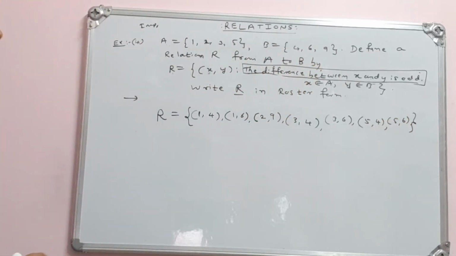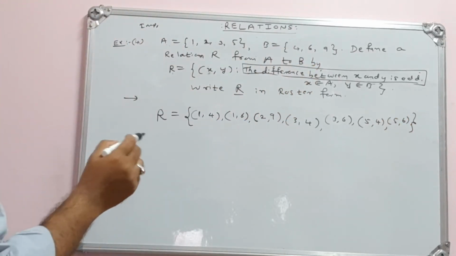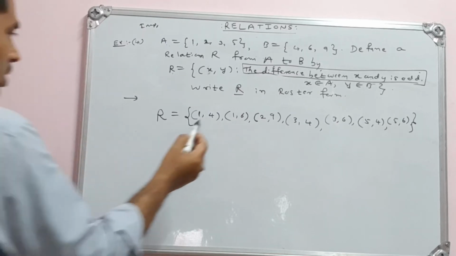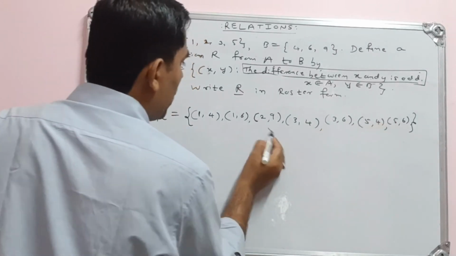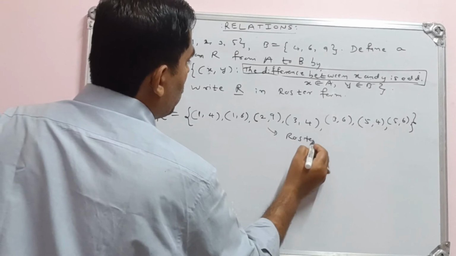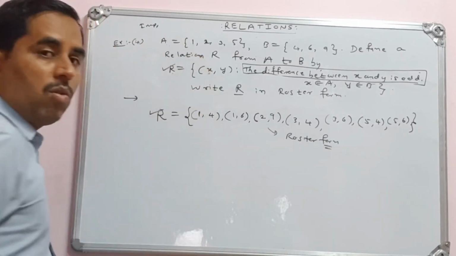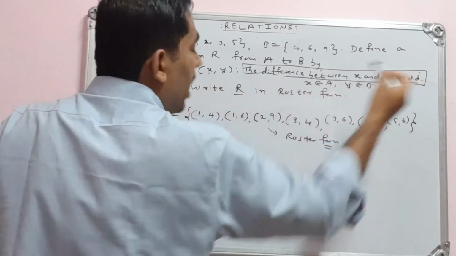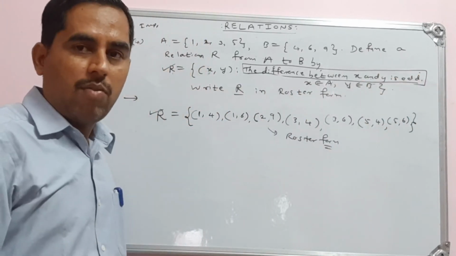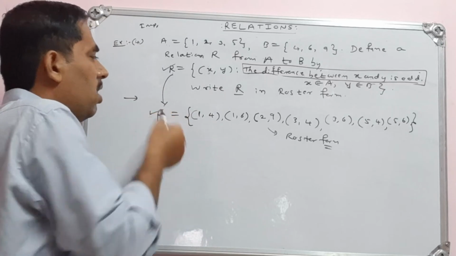So there are 7 pairs. See, 1 2 3 4 5 6 7. So this is roster form. See, this and this both are the same. Only thing is, this is described or written in set builder form. The same relation written in roster form.